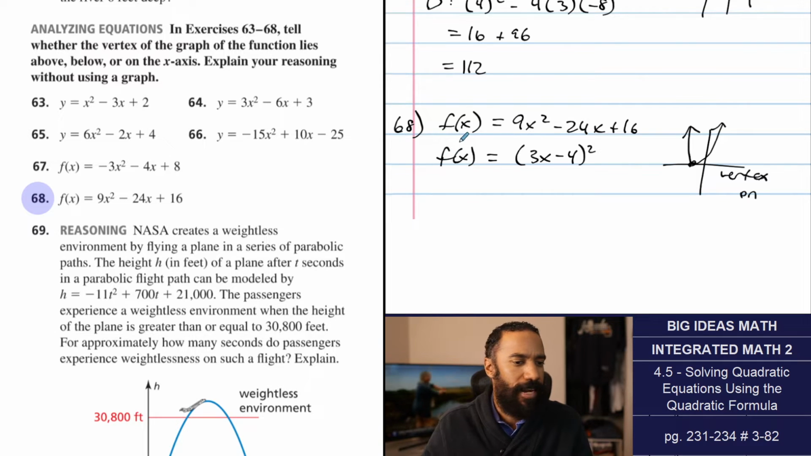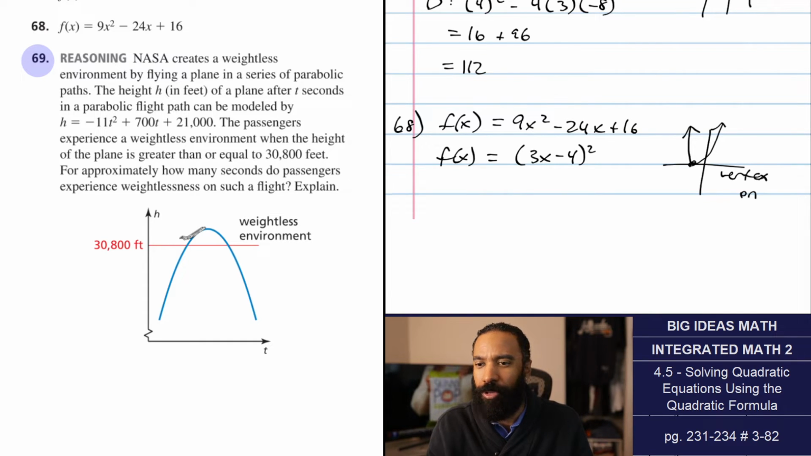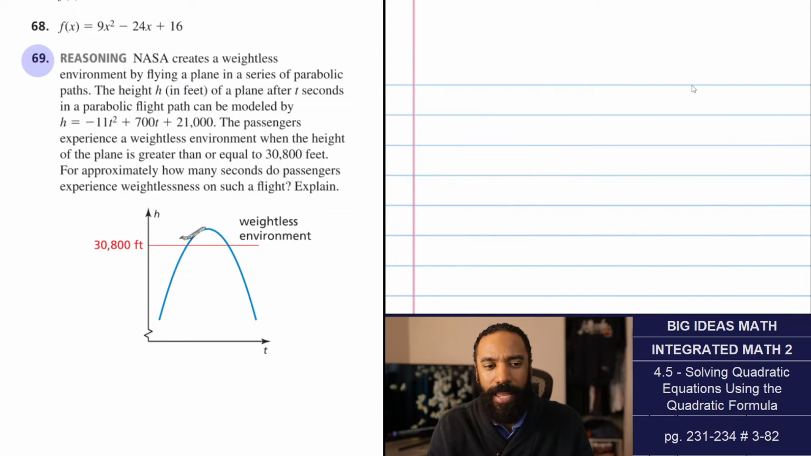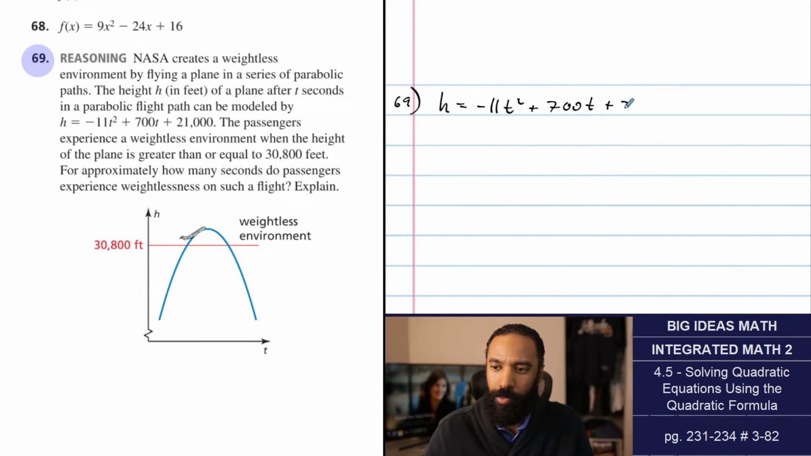Okay, that is that set. Let's go to 69. NASA creates a weightless environment by flying a plane in a series of parabolic paths. The height, h, in feet of a plane after t seconds in a parabolic flight path can be modeled there. Hey, look, they use whole numbers. I don't have to do anything with them now. I get to use them. Great. So h is -11t squared plus 700t plus 21,000.